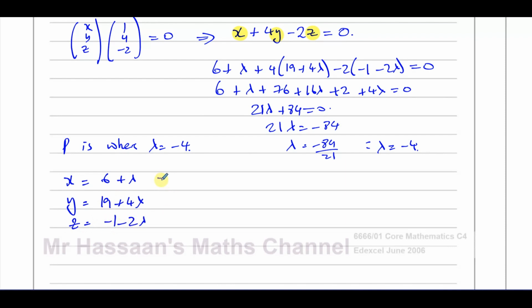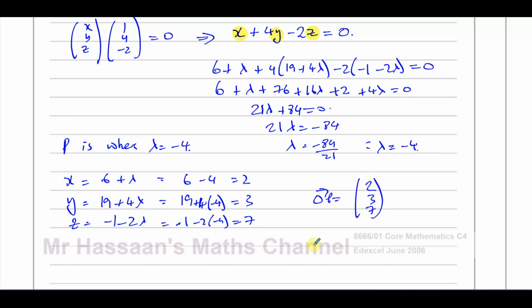So this is going to be 6 minus 4, which is 2. And this is going to be 19 plus 4 times minus 4, which is 19 minus 16, which is 3. And you're going to have minus 1 minus 2 times minus 4, minus 1 plus 8, which is 7. So we can say the vector from O to P is 2, 3, 7.